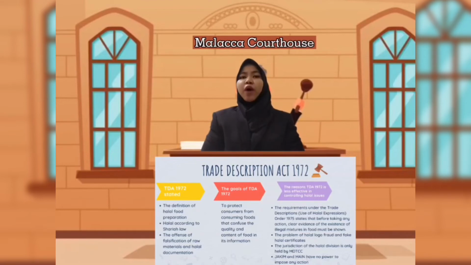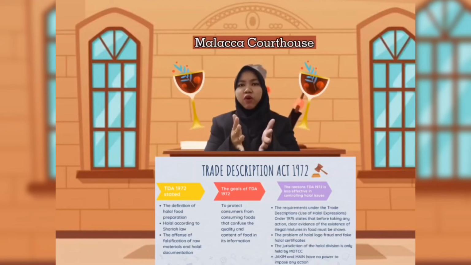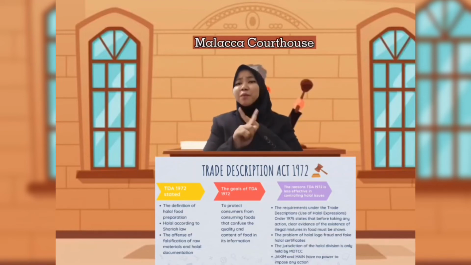Among the reasons why TDA 1972 is less effective in controlling halal issues is based on the requirements under the Trade Description Use of Halal Expression Order 1975, which states that before taking any action, clear evidence of the existence of illegal mixtures in food must be shown. But if the wine is only in the store or in the kitchen and is not mixed during food processing, it becomes a burden to prove because it is difficult to investigate.